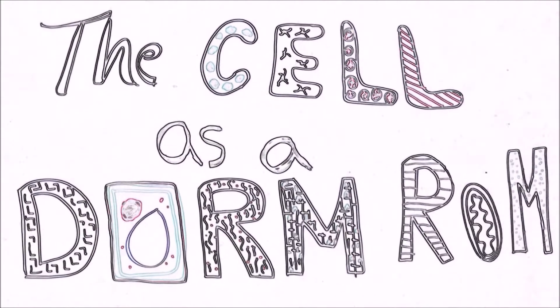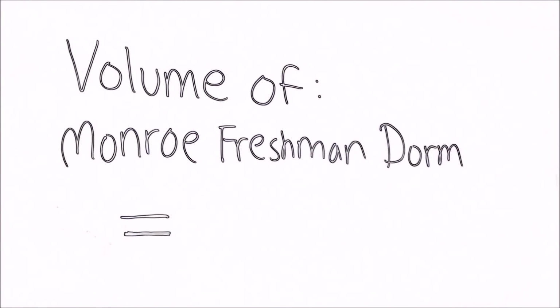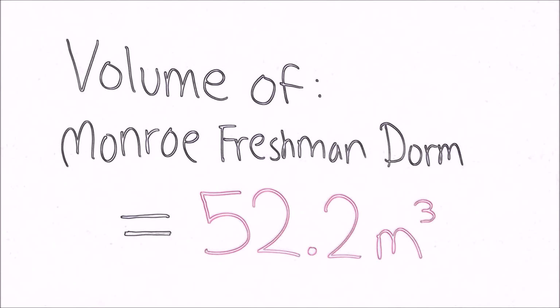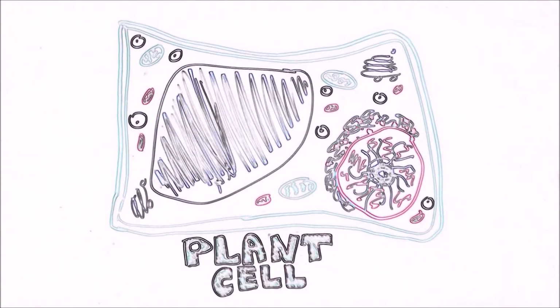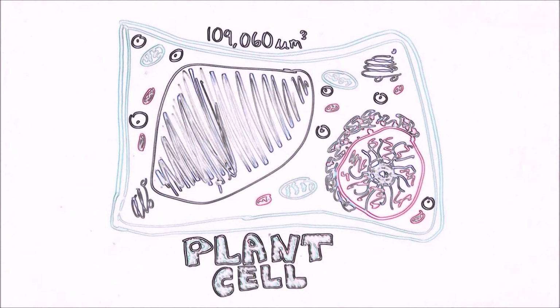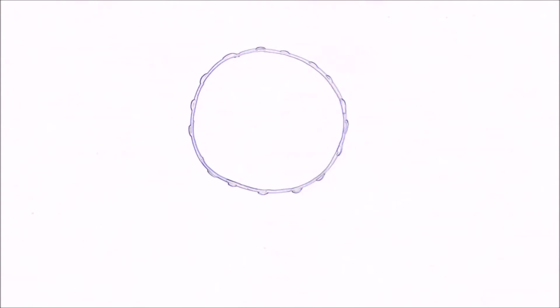Your dorm room is 479 trillion times the size of the average plant cell, or roughly 52.2 cubic meters in the case of Monroe Dorm. We used a ratio to find the volume of organelles as if they were in a dorm room-sized cell, and found common dorm room items that represent each organelle's size. Let's start with the nucleus.